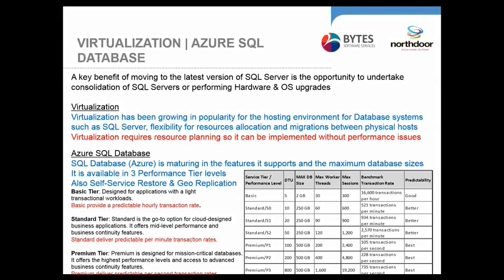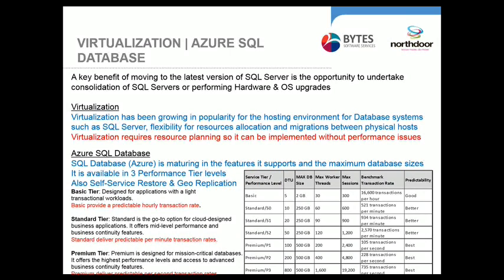The basic tier is really for those very small internal application workloads that you might have for your department, where you're not too concerned about the transaction rate. It has a predictable hourly transaction rate, and we can go up to 16,000 or so transactions per hour, up to 300 sessions, and it's pretty good. But the maximum size is only around 2 gigabytes. So this is really for that small internal application.